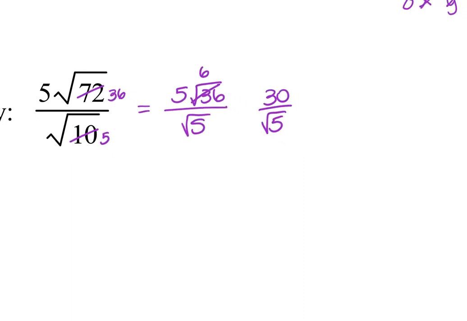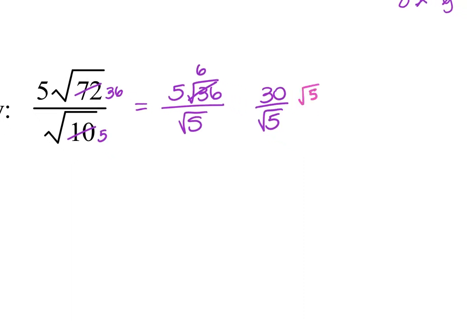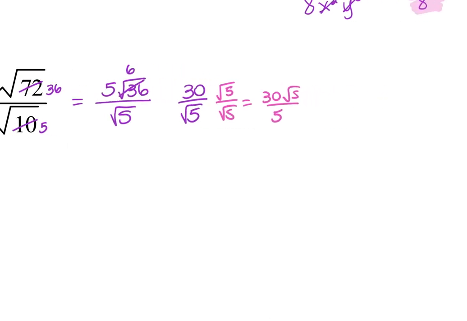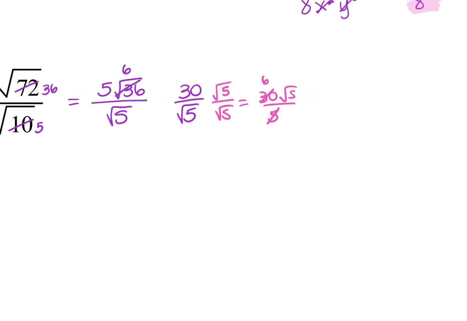We cannot leave the square root in the bottom, so we rationalize by multiplying both the top and the bottom by it. 30 root 5 over 5, which 5 can go into 30 6 times, and this becomes 6 square root 5.